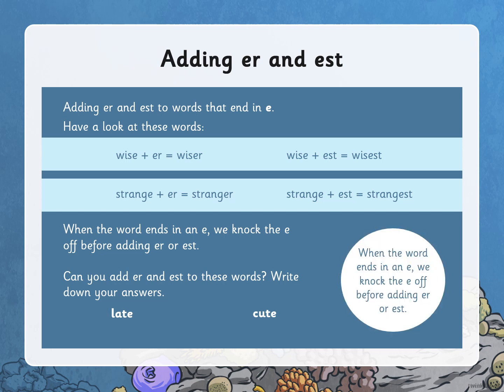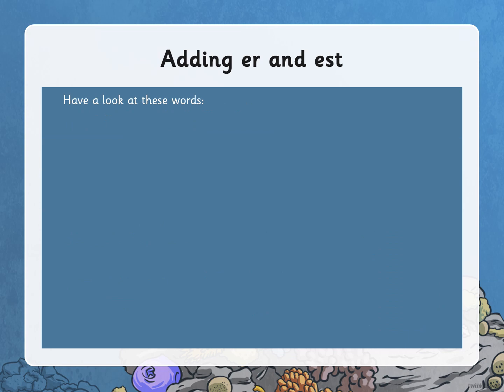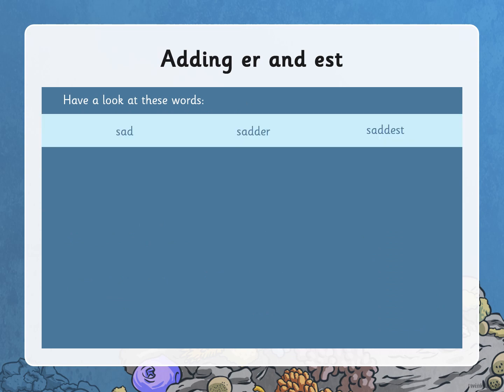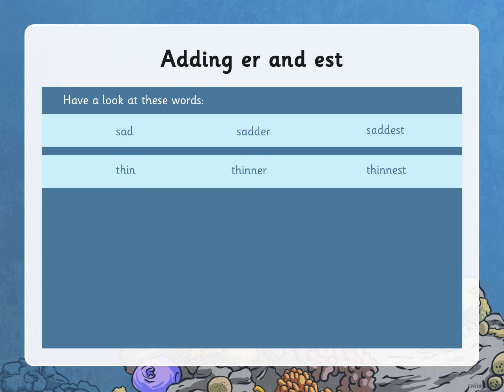Remember that when the word ends in an E, we knock off the E before adding the ER or EST suffix. Now let's have a look at these words. Sad, sadder, saddest. Thin, thinner, thinnest.